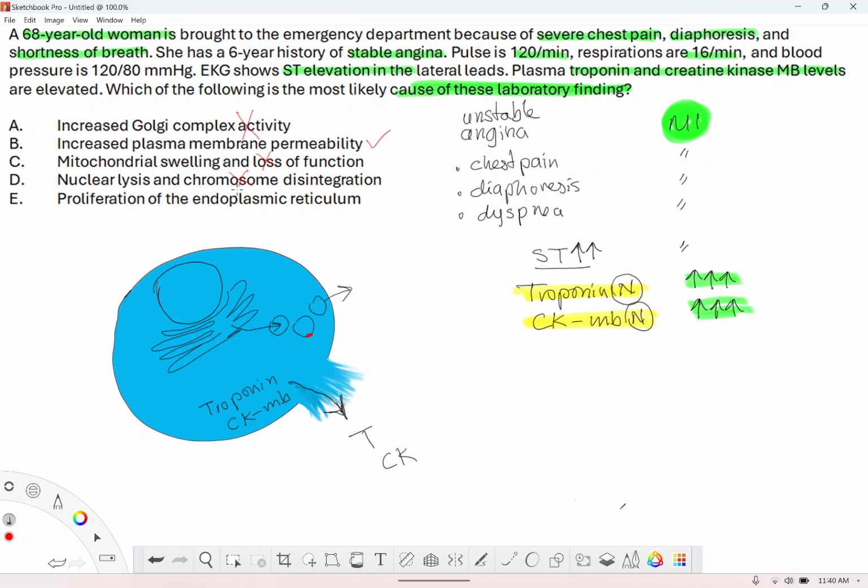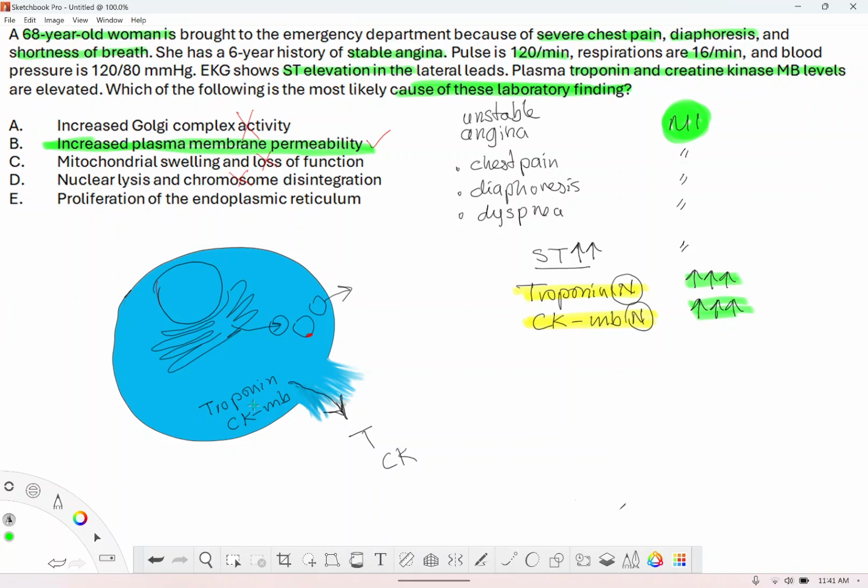Proliferation of endoplasmic reticulum. If the endoplasmic reticulum proliferates, this indicates that you're making more proteins or more lipids. There are two types of endoplasmic reticulum: smooth endoplasmic reticulum is responsible for steroid synthesis, lipid synthesis, and detoxification of drugs, whereas rough endoplasmic reticulum is responsible for synthesis of proteins. In either case, it would not be the cause of existing enzyme release. It would only be responsible for making new proteins, and that's only rough endoplasmic reticulum. So once we know this information, we know clear cut that our answer is B.